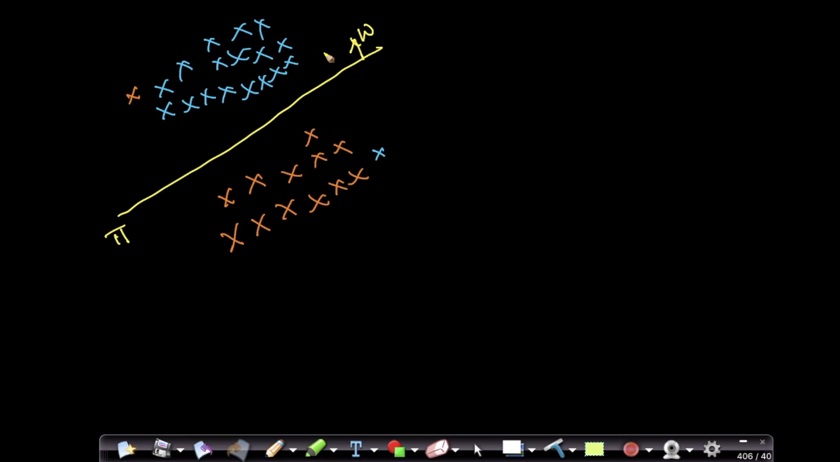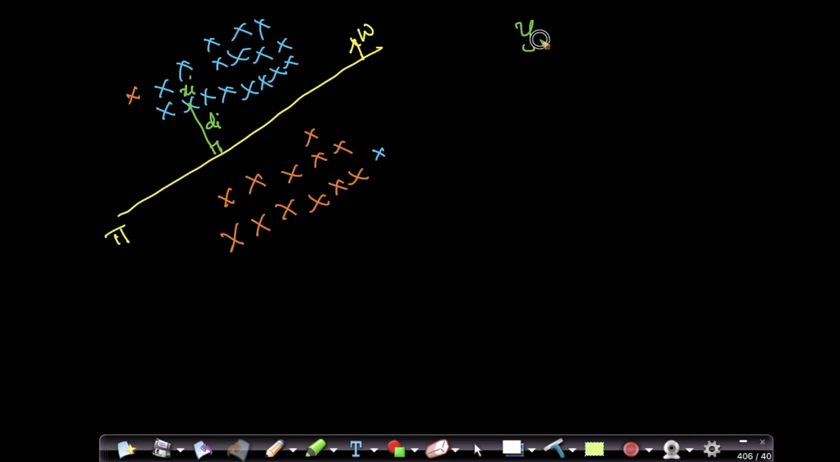Then let's try to pose this as a problem. Let's go step by step. Now, given any point xi, so let's assume this is a point xi, what is the distance of this point from my plane? Let me call this distance di, right? So given any point, either a positive point or a negative point, let's start with this.